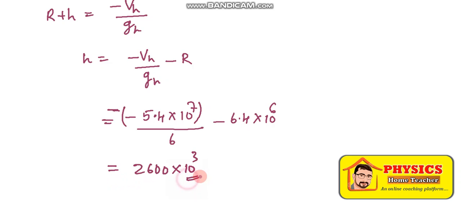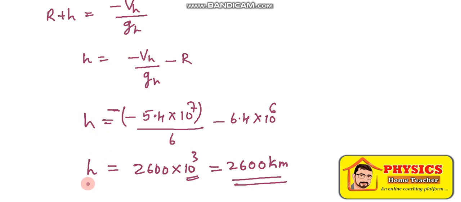So 10 power 3 can be written in terms of kilometer. That means 2600 kilometer. So that is the value of h. This is our answer, right? Yes. So 2600 kilometer.